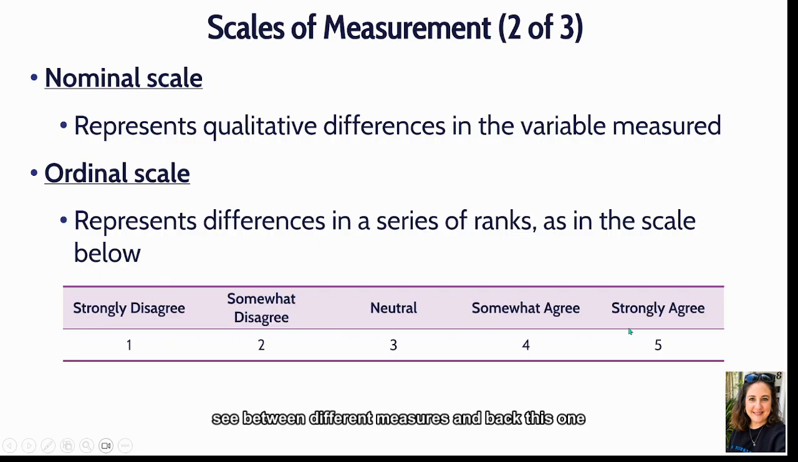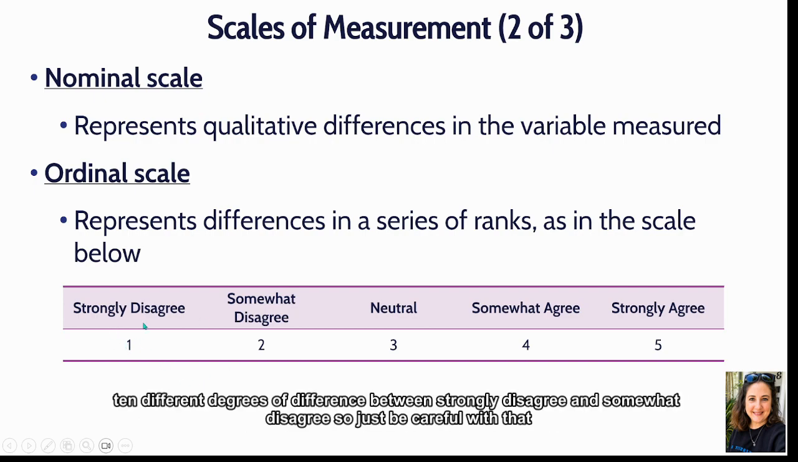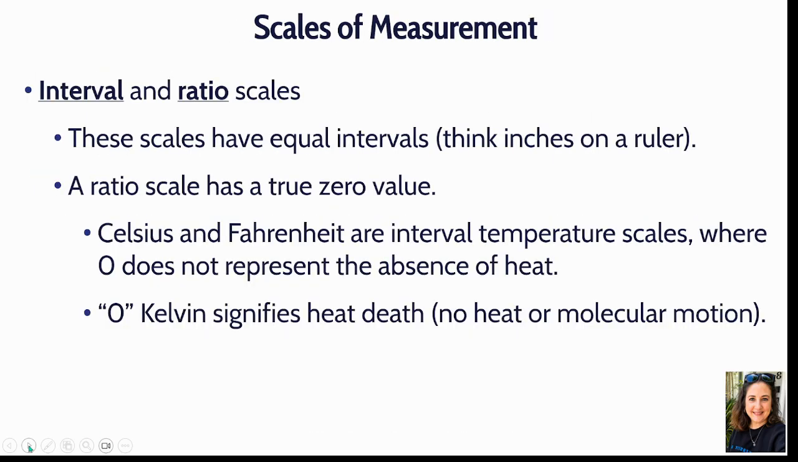In fact, this one actually shows me a consistent difference. If I divided the distance between 1 and 2 into 10 pieces, then I would have 10 different degrees of difference between strongly disagree and somewhat disagree. So just be careful with that.